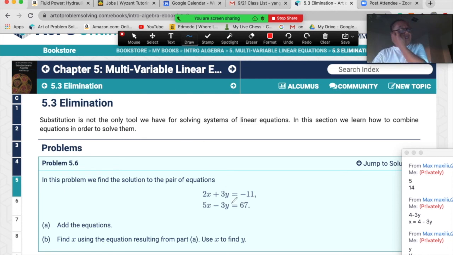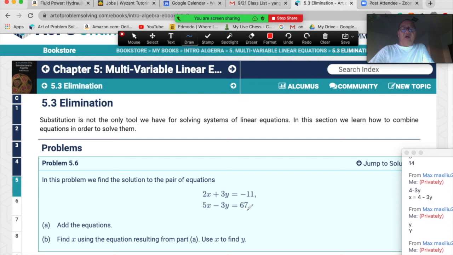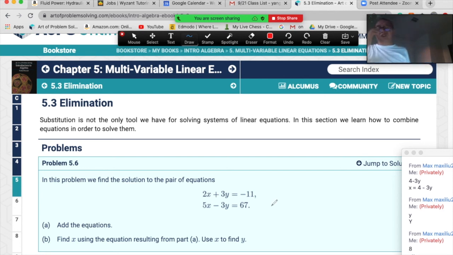In this equation, we have 2x plus 3y equals negative 11, and 5x minus 3y equals 67. Now, to solve this system, none of the variables have a coefficient of 1 or negative 1. If you use substitution, this takes time. But if you use elimination, this system will be very easy to solve.